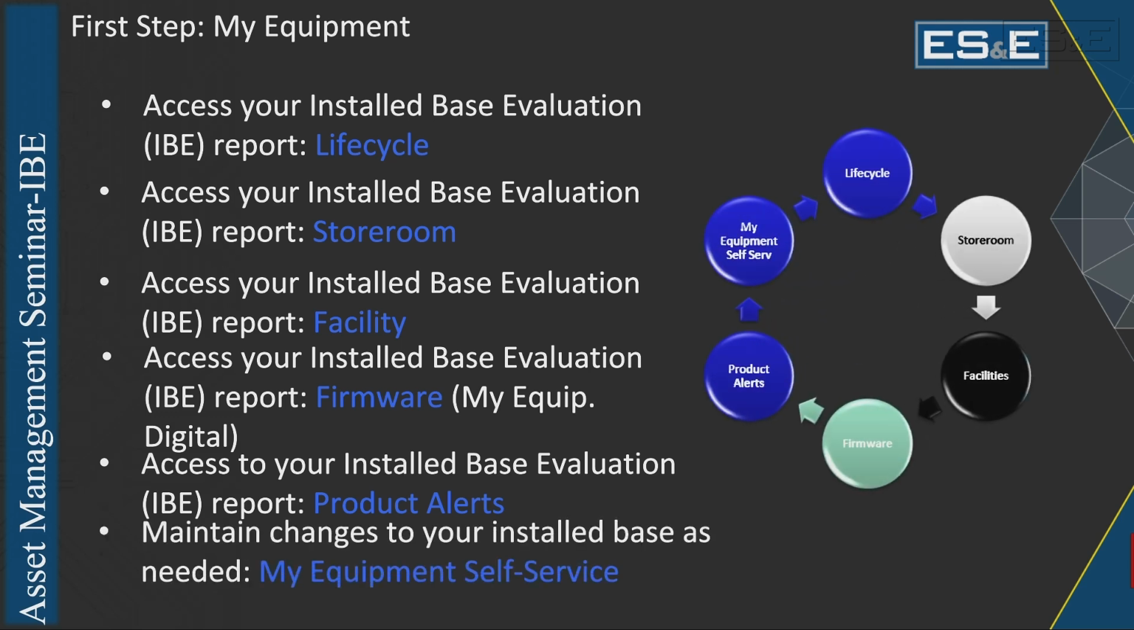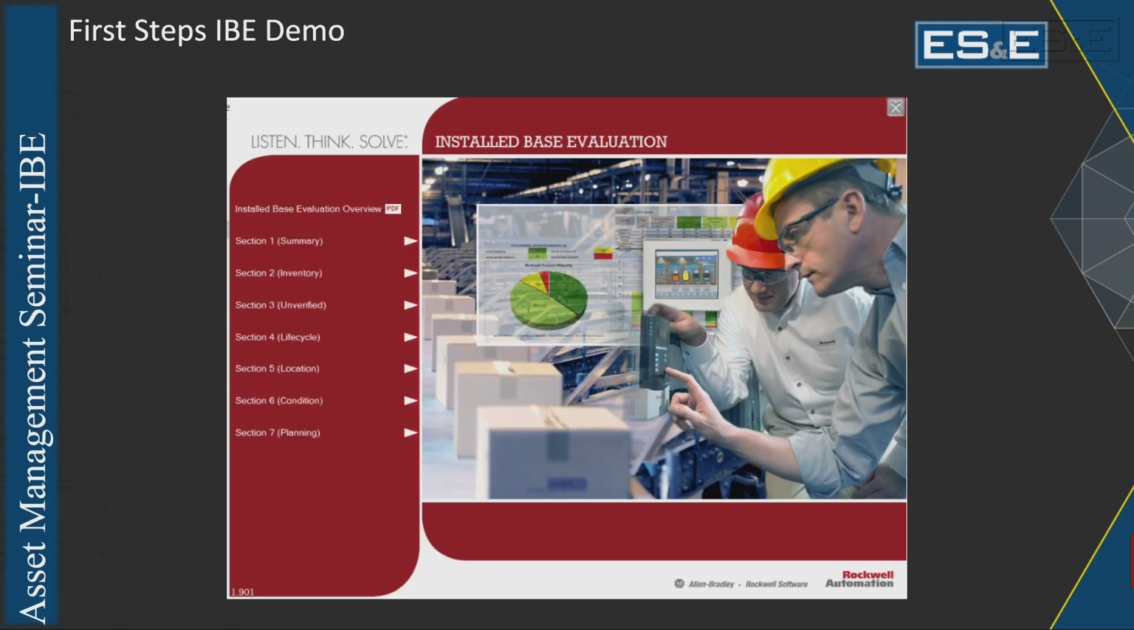And the My Equipment self-service, that's where you really make all your changes. So in your dashboard, you'll have a place to access your actual report, and then you'll have what's called a self-service tab, and the self-service tab is where all the actual changes are made. And what we're going to do is actually go through an IBE demo. This is just a little picture there to show what some of that looks like.